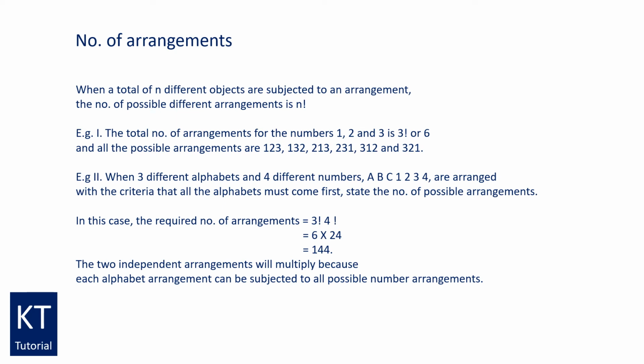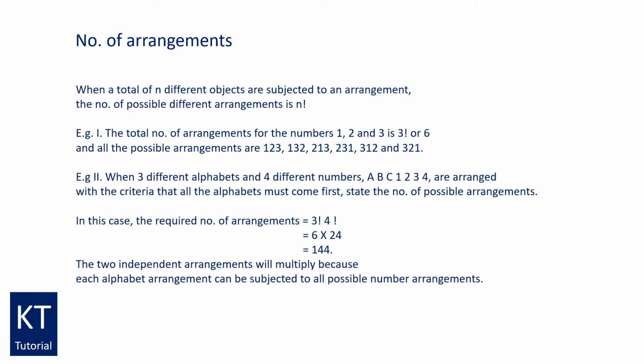Next, when a total of n different objects are subjected to an arrangement, the number of possible different arrangements is n factorial. Example 1 shows the total number of arrangements for the numbers 1, 2, and 3 is 3 factorial, which comes to 6. And all the possible arrangements are 123, 132, 213, 231, 312, and 321.